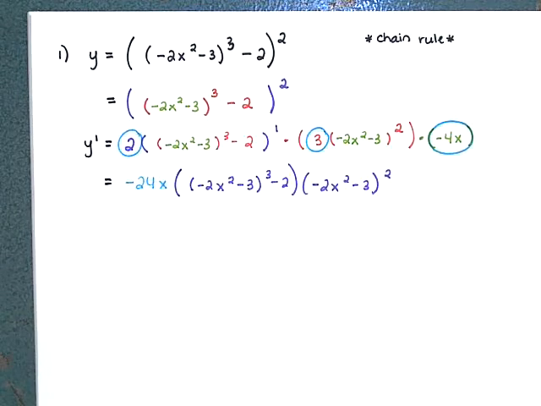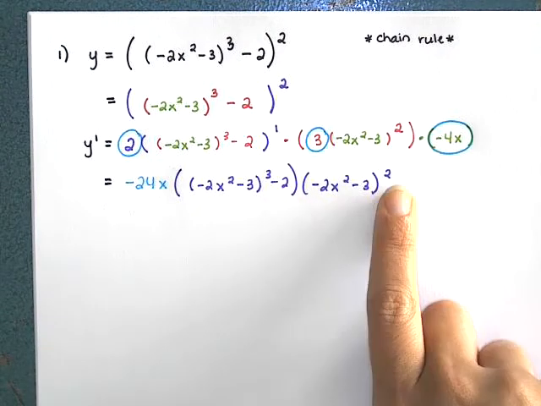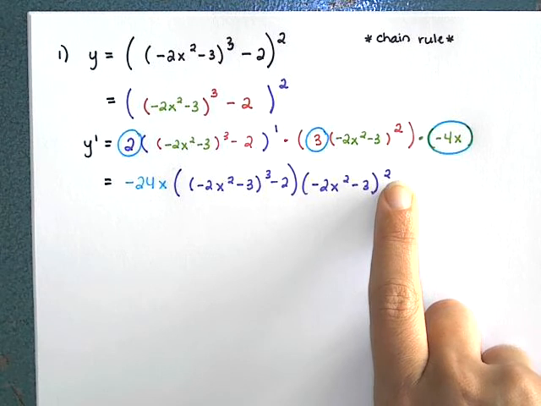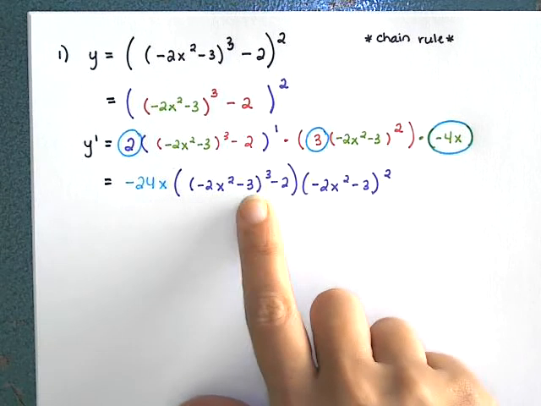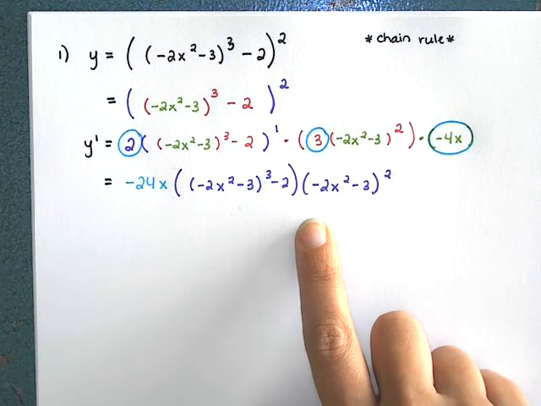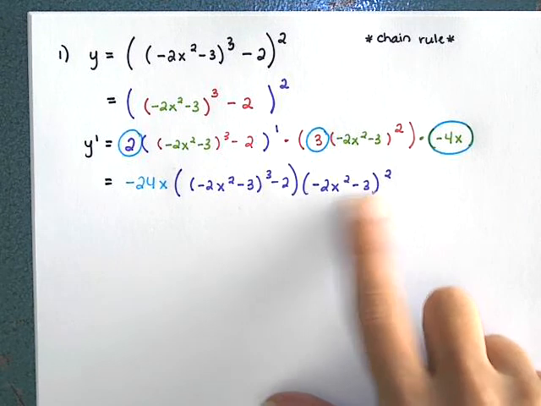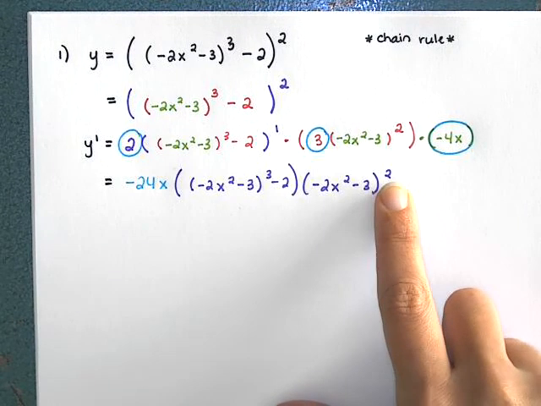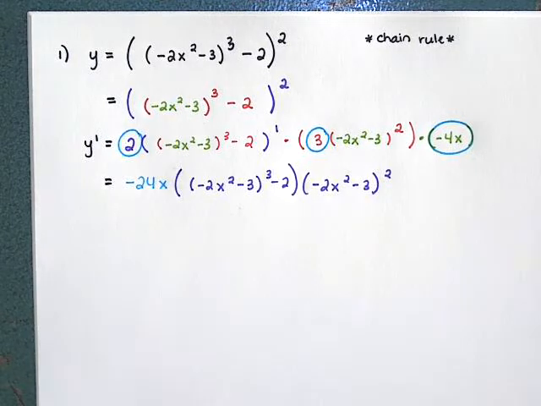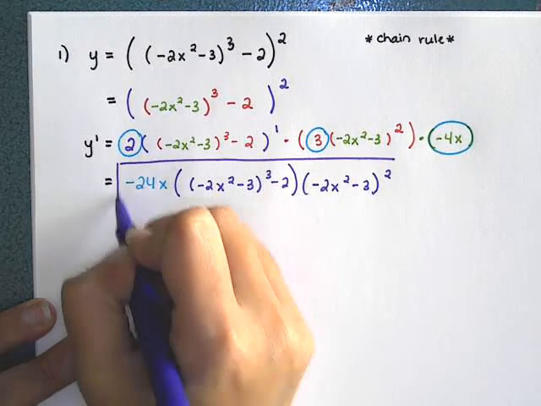Now I did have some students asking me, why don't we distribute? Why don't we go any further? Because of this cubed and because of this squared, if I wanted to go further, I would have to write this function out 3 different times and then FOIL all 3 of those together. I would need to write this one out 2 different times and then FOIL all of that together. That's just way too much to not really get any simpler. So in the end, this is my final answer.